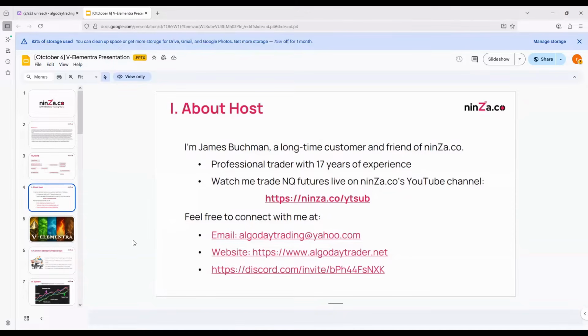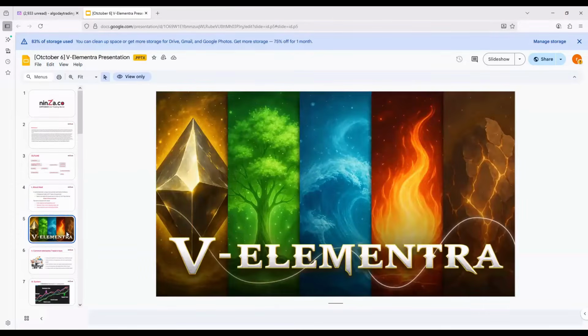So for today, we have, and I hope I won't kill the name, V-Elementra. And this is something a bit different. This is pretty much a combination of everything. As you know, ninzaco has products with a trend or support resistance, reversals, stuff like that. This is all in one.